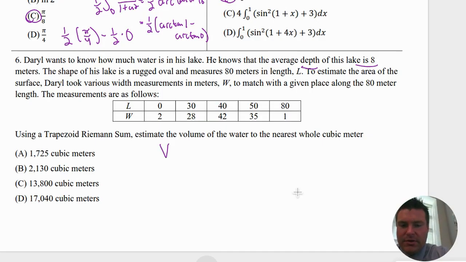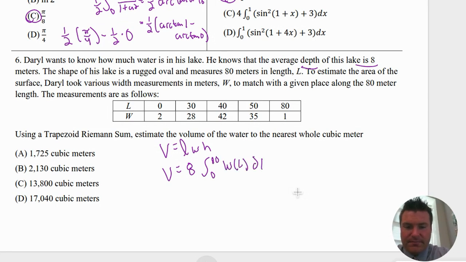So by the way, volume is going to be length times width times height, right? Length times width times height. Well, our height here on average is 8 for the volume of the lake. So we're going to get 8. And then for the length times width part, we're going to do the integral from 0 to 80 of w of L. Let's write this as a function, w with the variable L. And we're going to use this integral to estimate our area, essentially. So our height is 8 times our area, so this integral is going to represent our area. So volume is going to equal 8 times this right here.